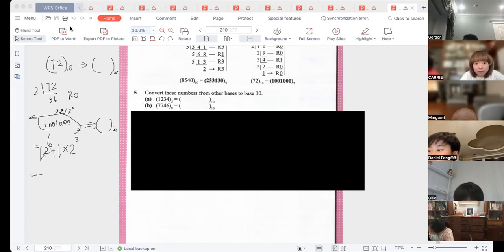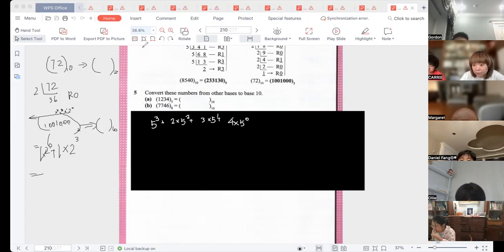Okay, so everybody, very easy, right? So we have 1, 2, 3, 4. It's 5 base. So basically it's 1 times 5 to the power 3 plus 2 times 5 to the power 2 plus 3 times 5 to the power 1 and plus 4 times 5 to the power 0. Did everybody get it? Yeah.